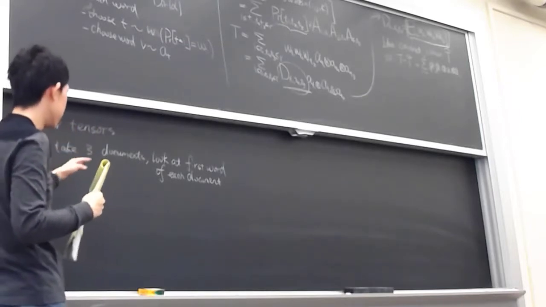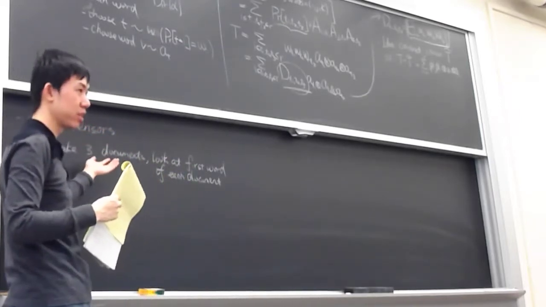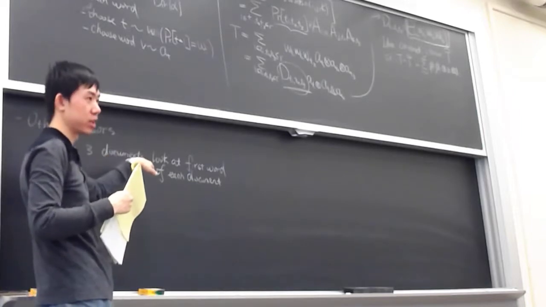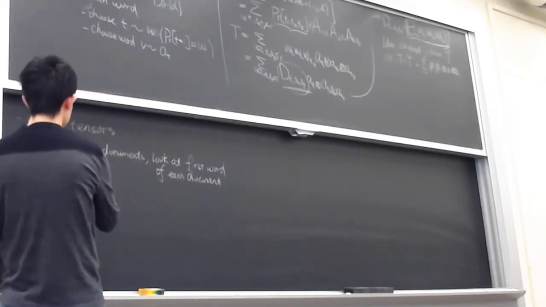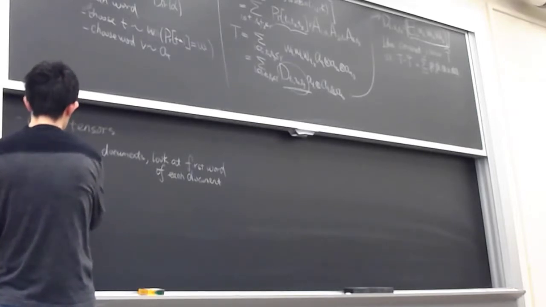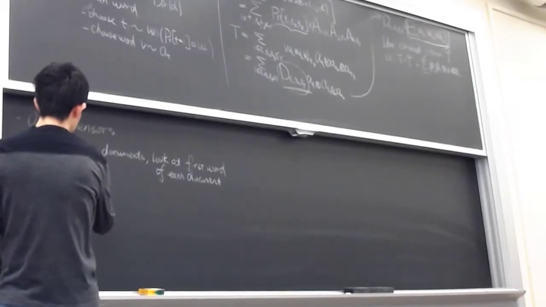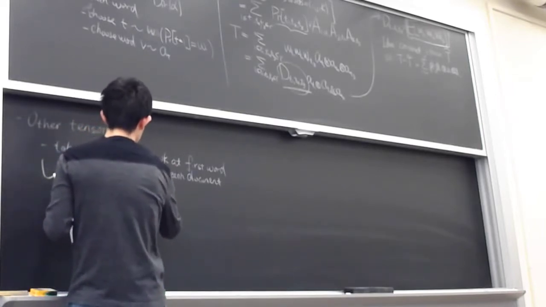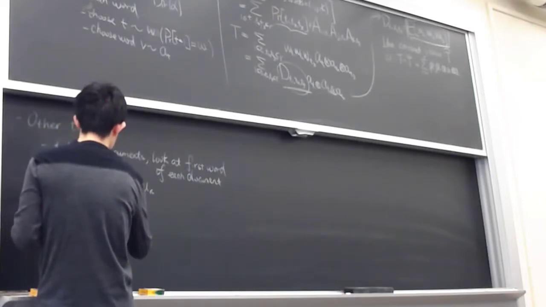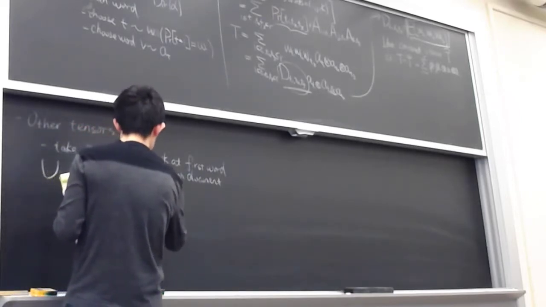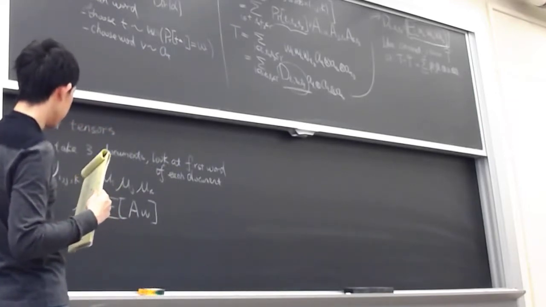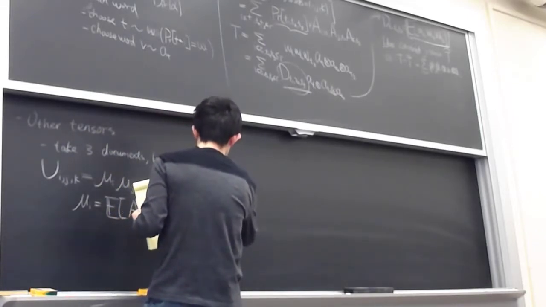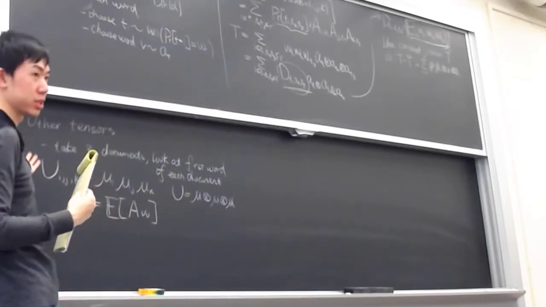And that will be a very special tensor because these three words are independent even without conditioning on the choice of the topics, because these are three independent documents. So what is this tensor? If I call this tensor U of I, J, K, it's really equal to mu I times mu J times mu K, where mu I is the expectation of A times W. So in particular, this tensor U is equal to mu tensor mu tensor mu. So this is one of the tensors that we can construct.